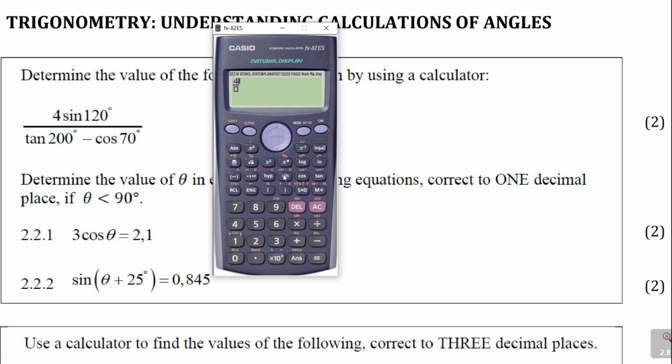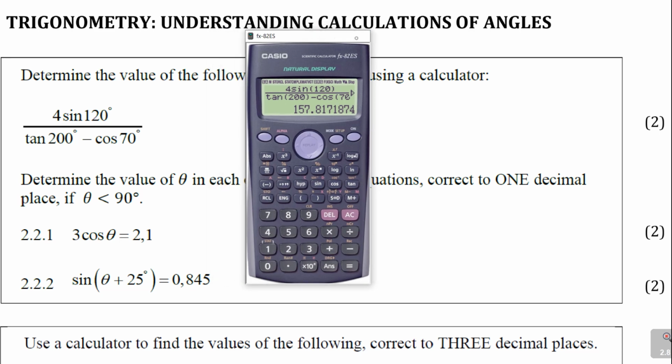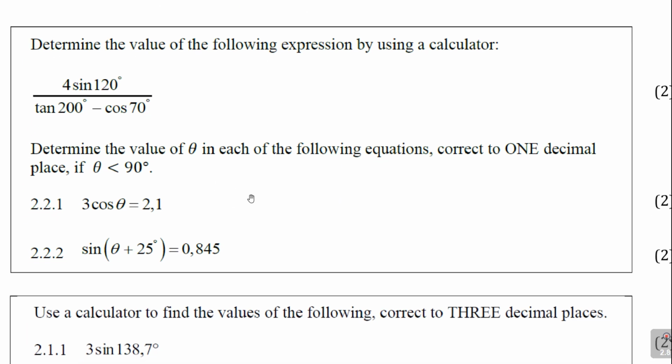4 sin 120. You can't get this wrong. When it opens, please close the bracket, and then 10 to the power of 200. You see the calculator is opened, close the bracket, minus cos 70. Then you close the bracket, equal to, there is the answer, 157.817, depending on which decimal place is required. That was that question. Let's look at the next question.